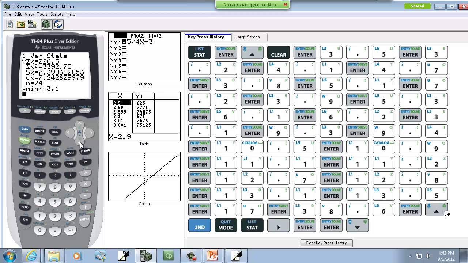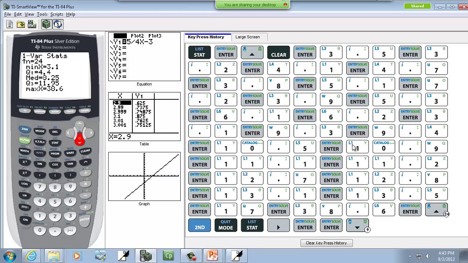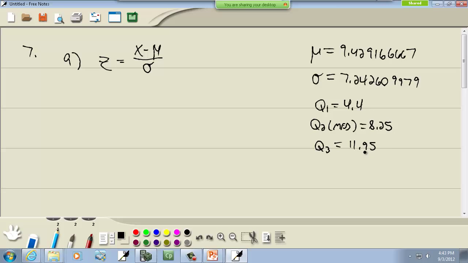Now I'm going to down arrow. And then we've got Q1, which is 4.4. We have Q2, or the median, which is equal to 8.25. And Q3 is equal to 11.95. Okay, let's see what they're wanting.